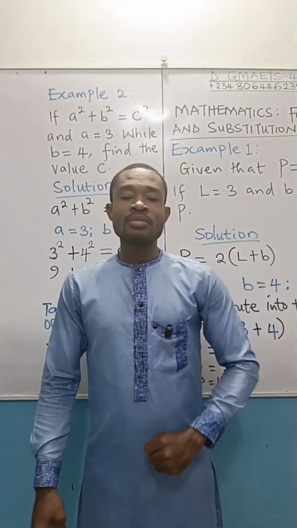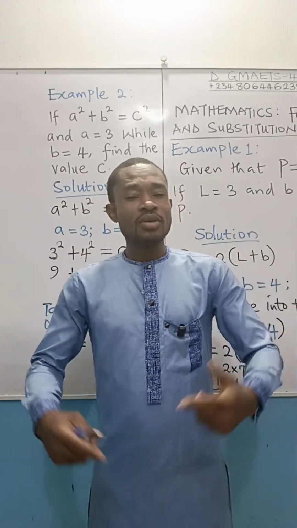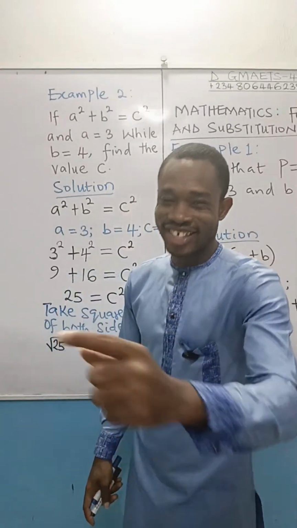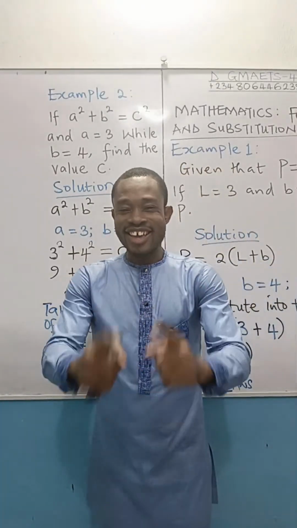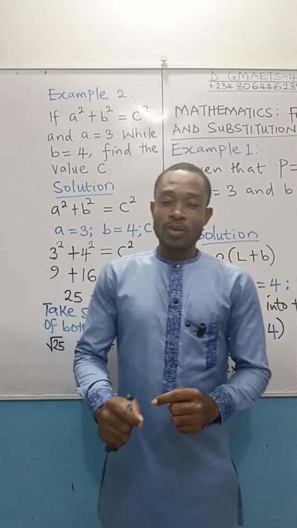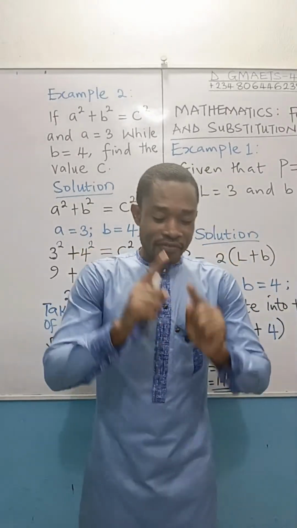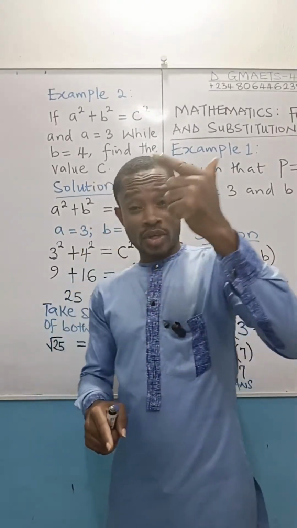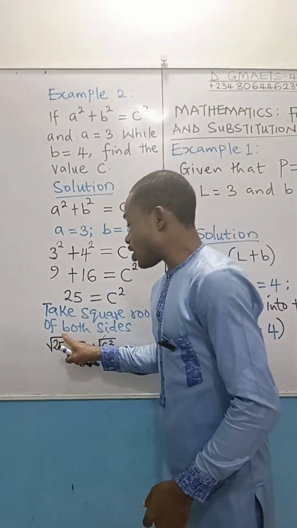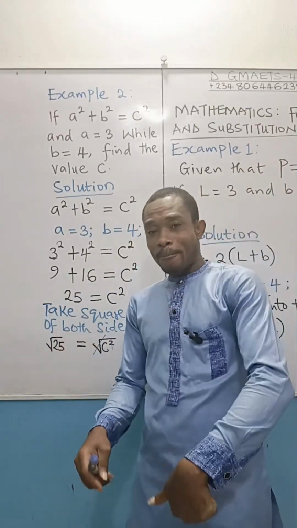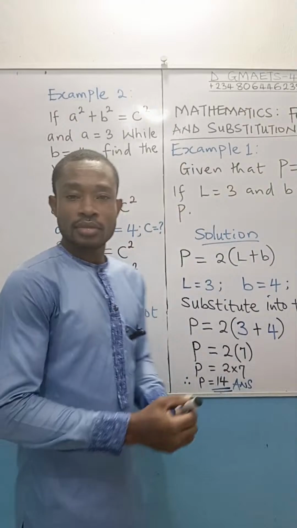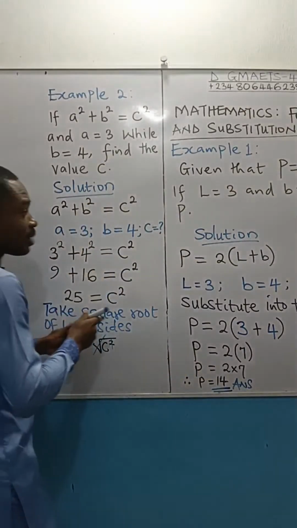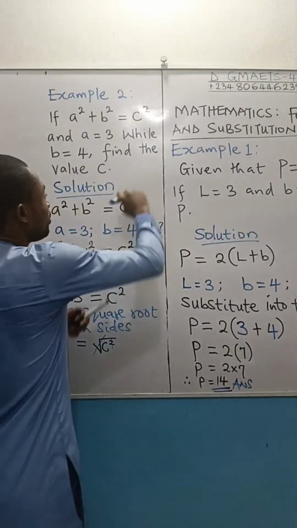Okay, go to the 5 times table. 5 times 5, can you get 25? Yes. So, since 5 times 5 will give you 25, the square root of 25 will come back to 5. This is the reason. 5 times 5. Why will I show you that? Let me show you here.